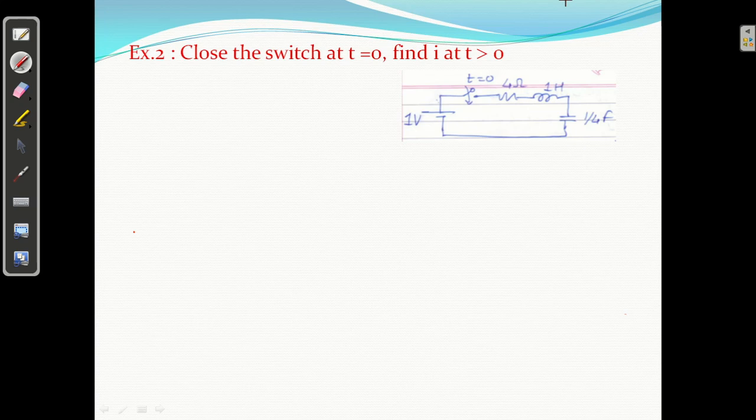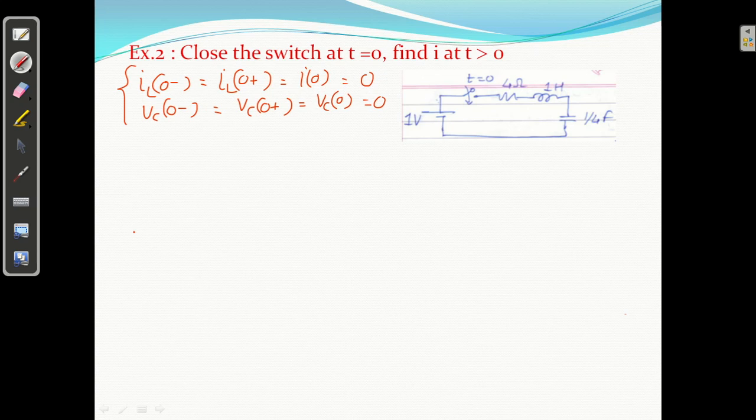So first of all, initial condition. Before t equal to 0, switch was open, so I L 0 minus equal to I L 0 plus equal to I 0 equal to what? 0. Switch was open, so current was 0. Similarly, जब स्विच ओपन था तो करंट फ्लो ही नहीं हो रहा था. कैपेसिटर वाज नॉट चार्जिंग. सो Vc0 माइनस इक्वल टू Vc0 प्लस इक्वल टू Vc0 कितना है? 0. So these are the two initial conditions, right?